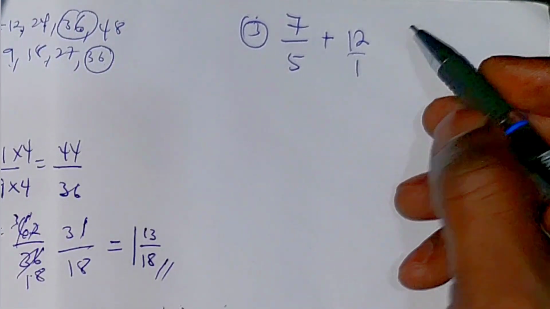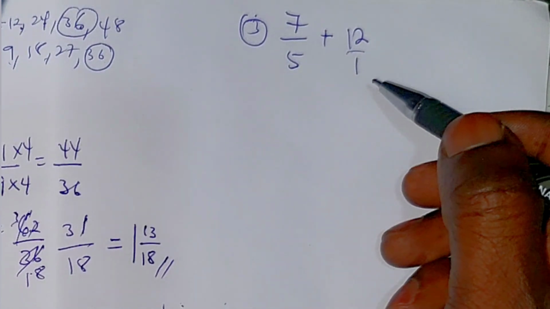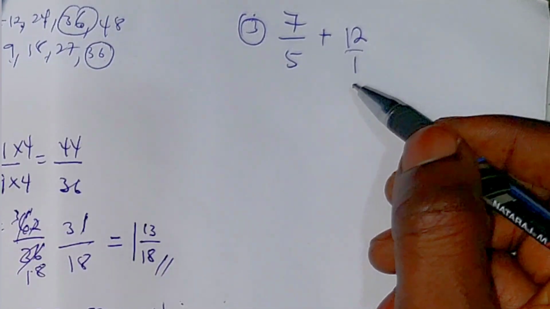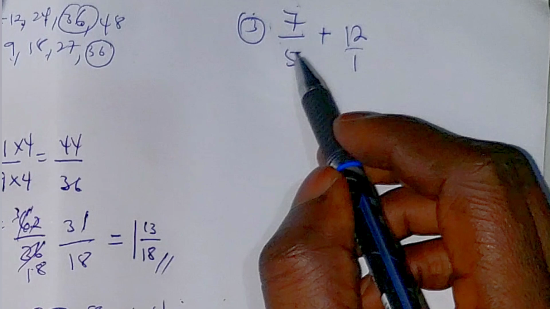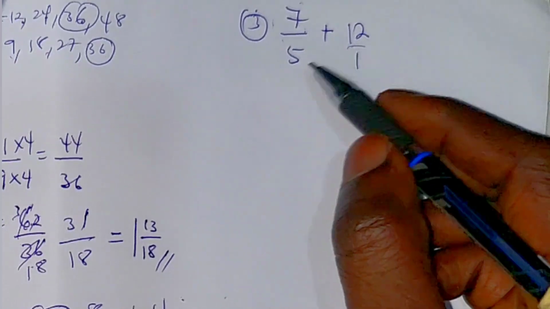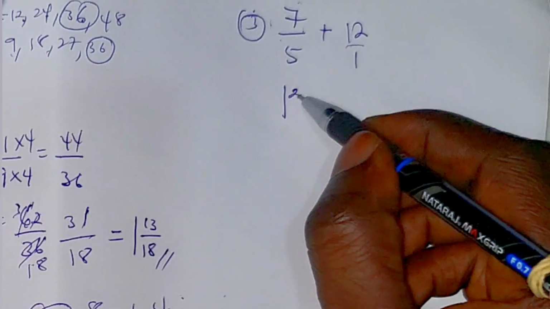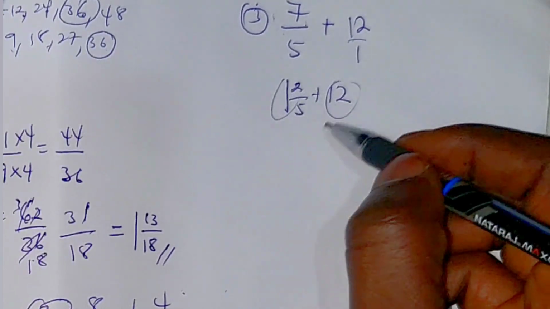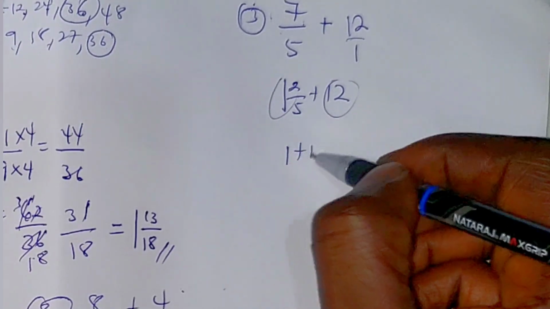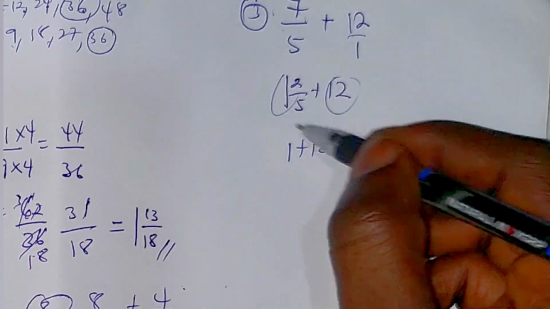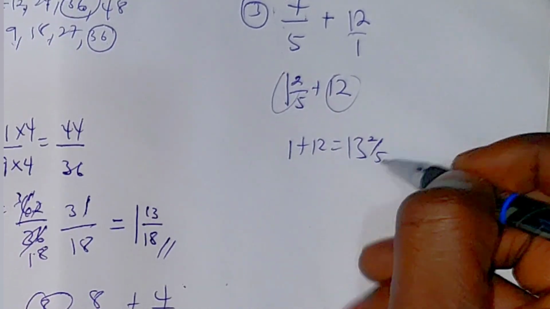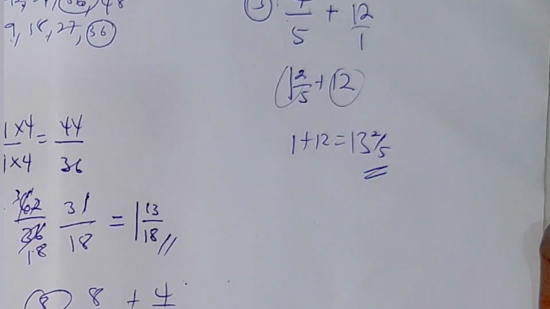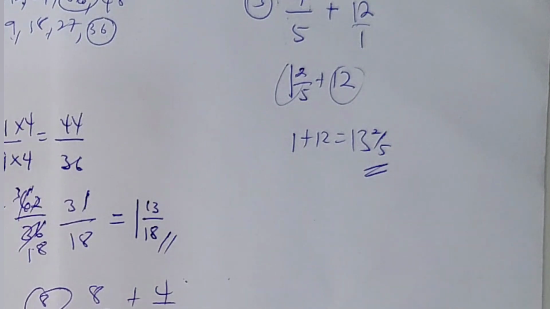Okay, but we're not going to use that method first. What we're going to do is change this one, which is not a proper fraction, to a mixed fraction. That is going to give you 1 whole number 2 over 5 plus 12. Then we add the whole numbers. So we get 1 plus 12, which is 13. Then we add the fraction, which is 2 over 5. And that's simple. That's done. So that's how to solve it if you want to.